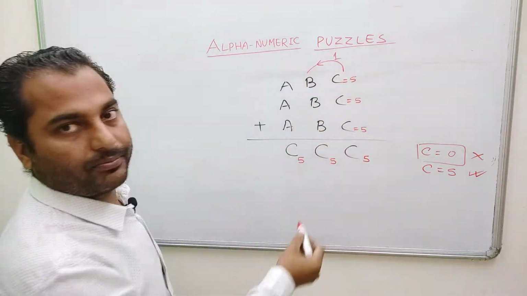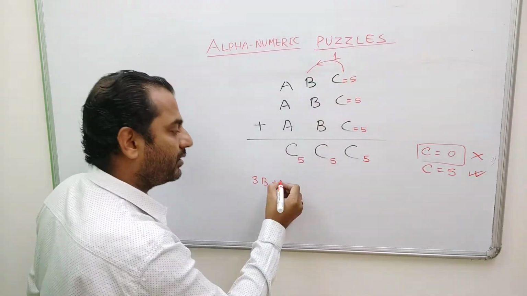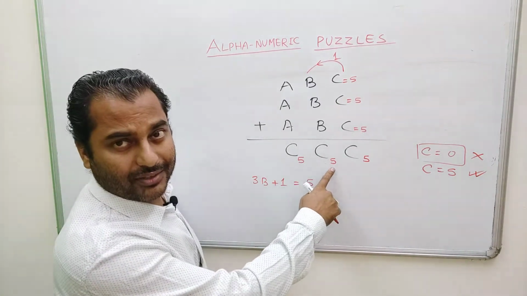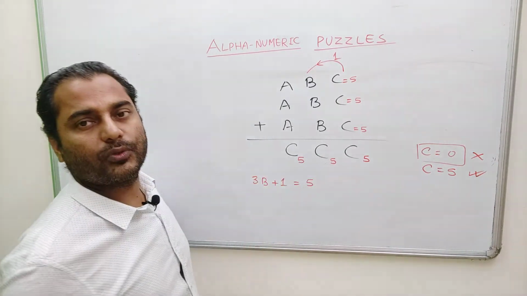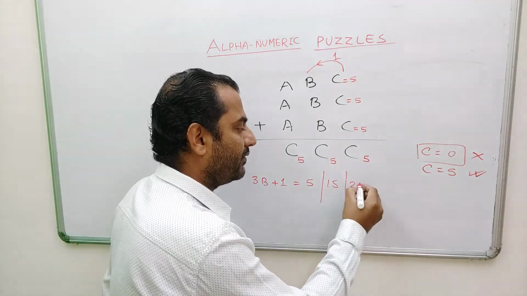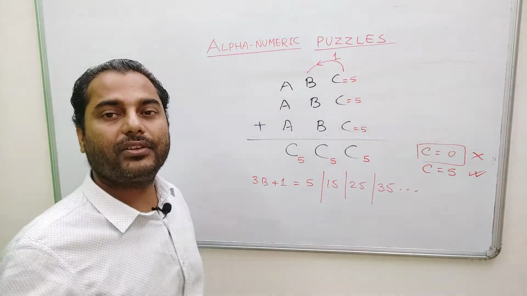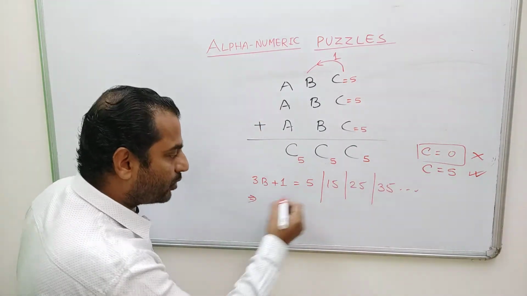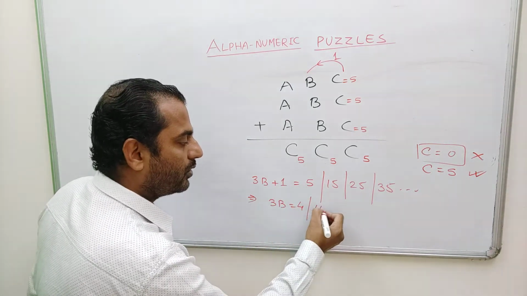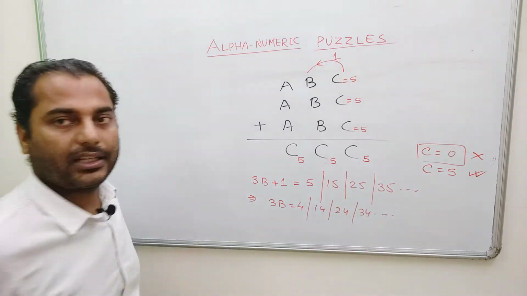Now look at this column. B plus B plus B, it means 3 times B, plus this 1 is giving me a result of 5. And how can I get this value 5? It does not have to be equal to 5. It can be 5, or it can be 15, or 25, or even 35 and so on. Any number ending with 5. So similarly, 3B, which is 5 minus 1, should be equal to 4, or 14, or 24, or 34, or anything like that.